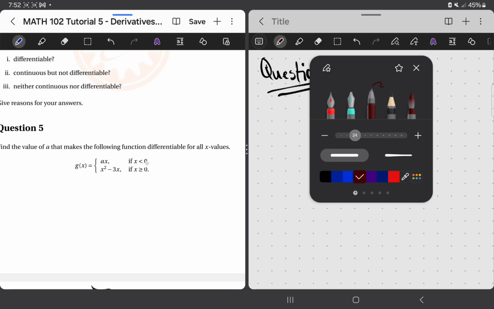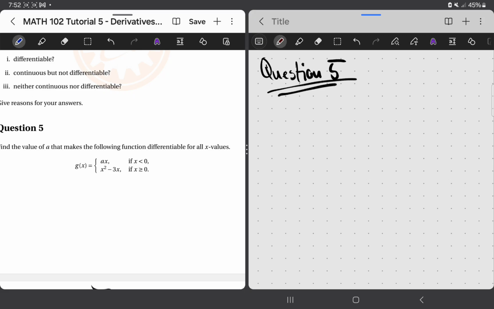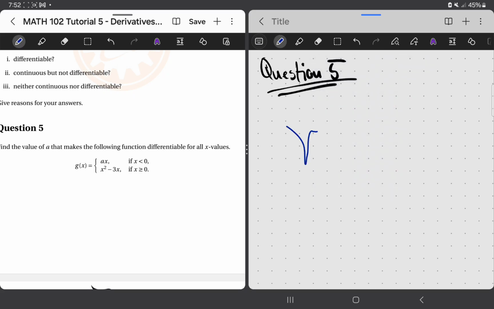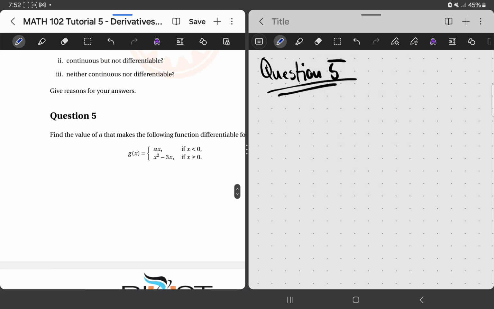Just like for continuity, we are going to check continuity around here. That's where we check differentiability as well. Because if their derivatives are not the same, that means it will have a cusp, which means it's not differentiable. Okay, which is either like that or like that. So now let's do number 5 and let's see.